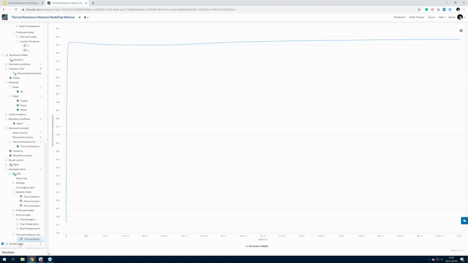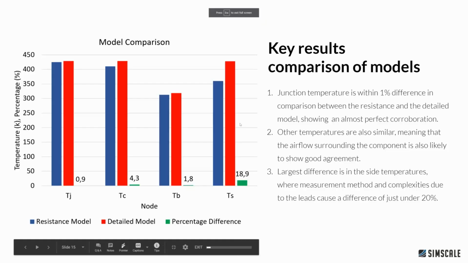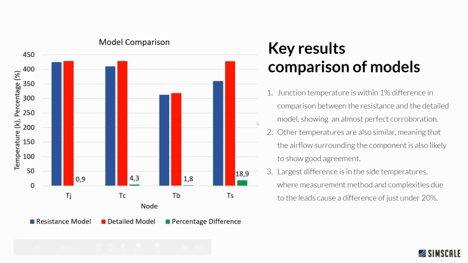So what I'm going to do now is hop back to the presentation, and show you these results side by side and allow you to draw your own conclusions. So, key result number 1, comparisons of models. What I've got here is in blue the resistance model and in red the detailed model. And if this was a perfect model, in a perfect scenario, then these would basically be the same numbers. But just next to it in green I've put percentage difference.